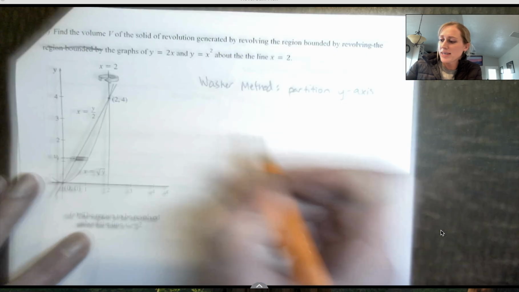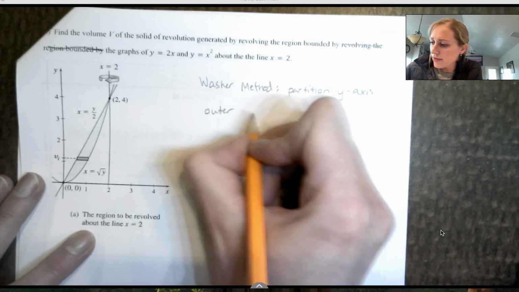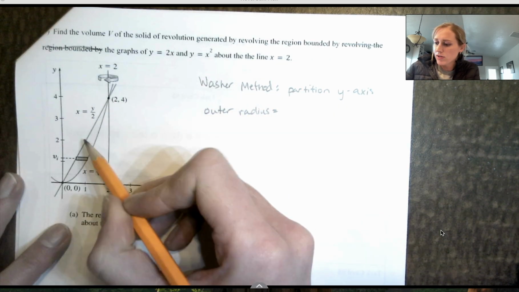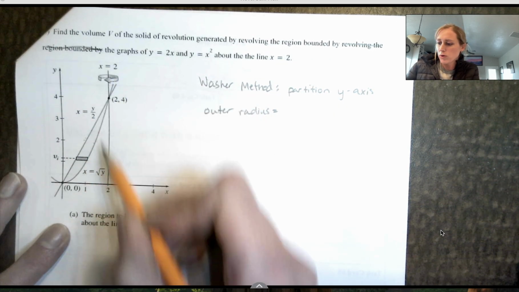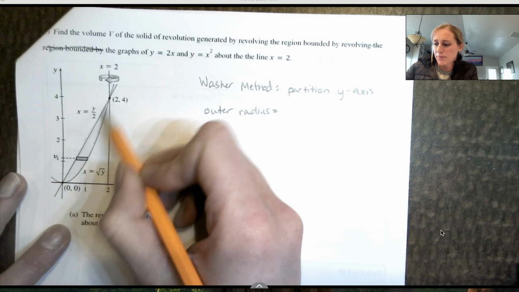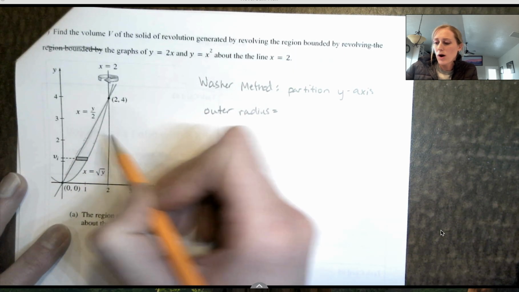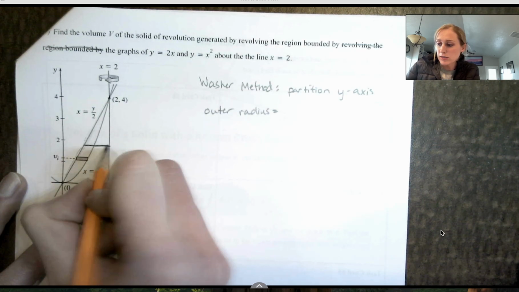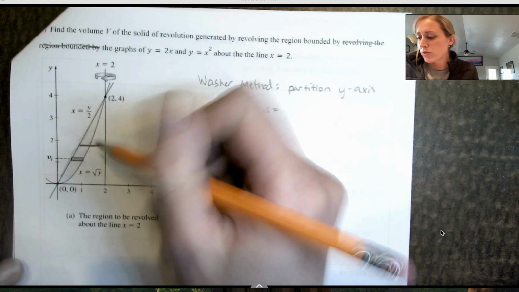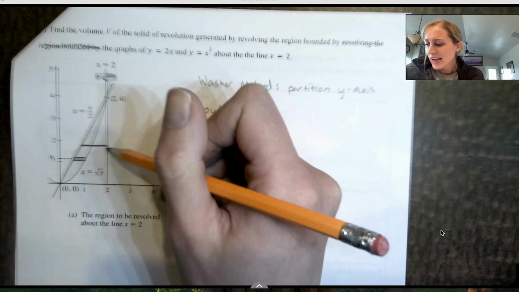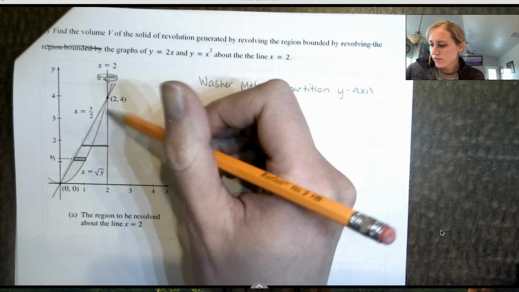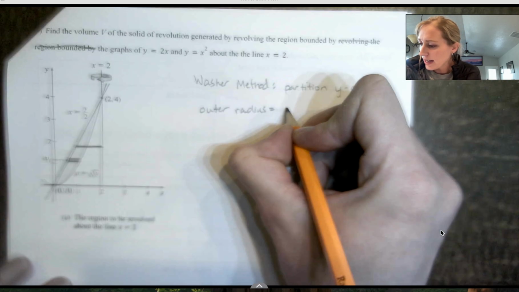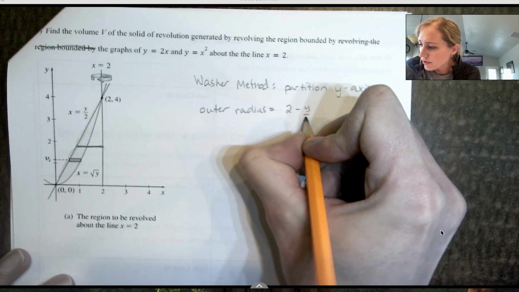Okay, so we need our outer and our inner radius. Okay, our outer radius. All right, so of these two functions, which one is further away from our line? Well, it's this one, okay? So that is y over 2. Now, what is the distance between these? So if I were to do this one, you guys, again, I always want distance to be positive, so I'm going to do 2 minus this. So we're going to write that as 2 minus y over 2.